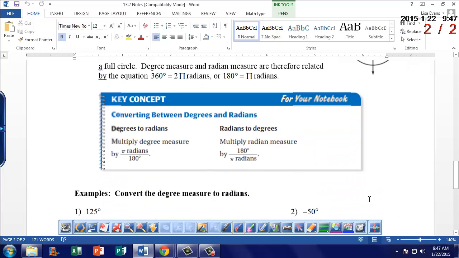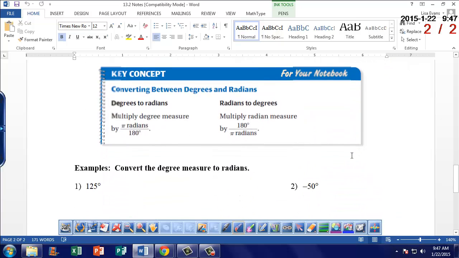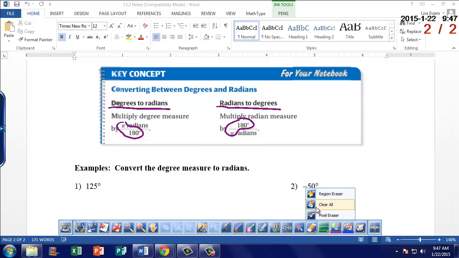If you are converting from degrees to radians, you are going to multiply by pi over 180 degrees. If you are converting from radians to degrees, we are going to multiply by 180 degrees over pi. Now it'll be obvious what to do because if we have degrees and we're going to radians, you want the degrees to cancel out. If we're going from radians to degrees, we want the radians to cancel out. Okay, so let's take a look at the examples.